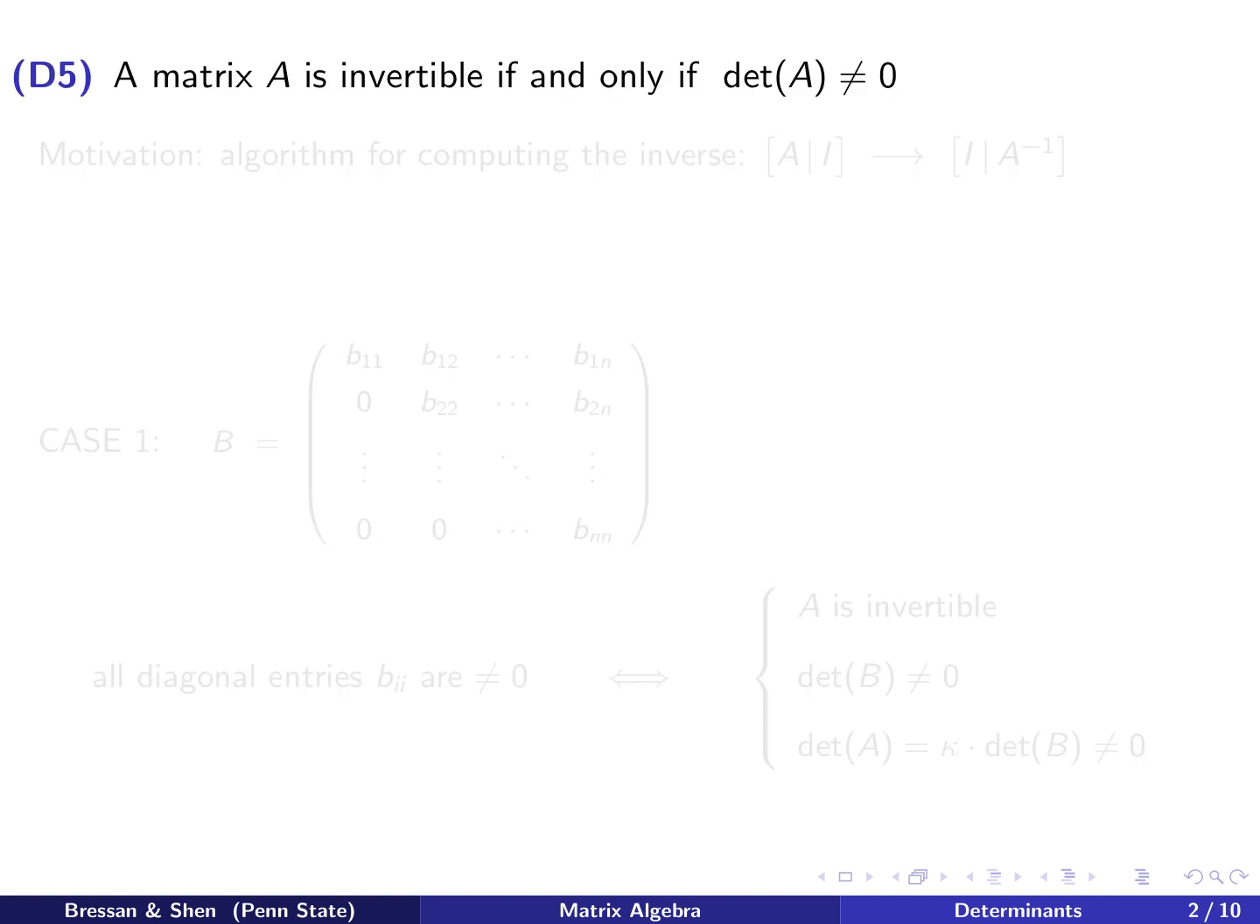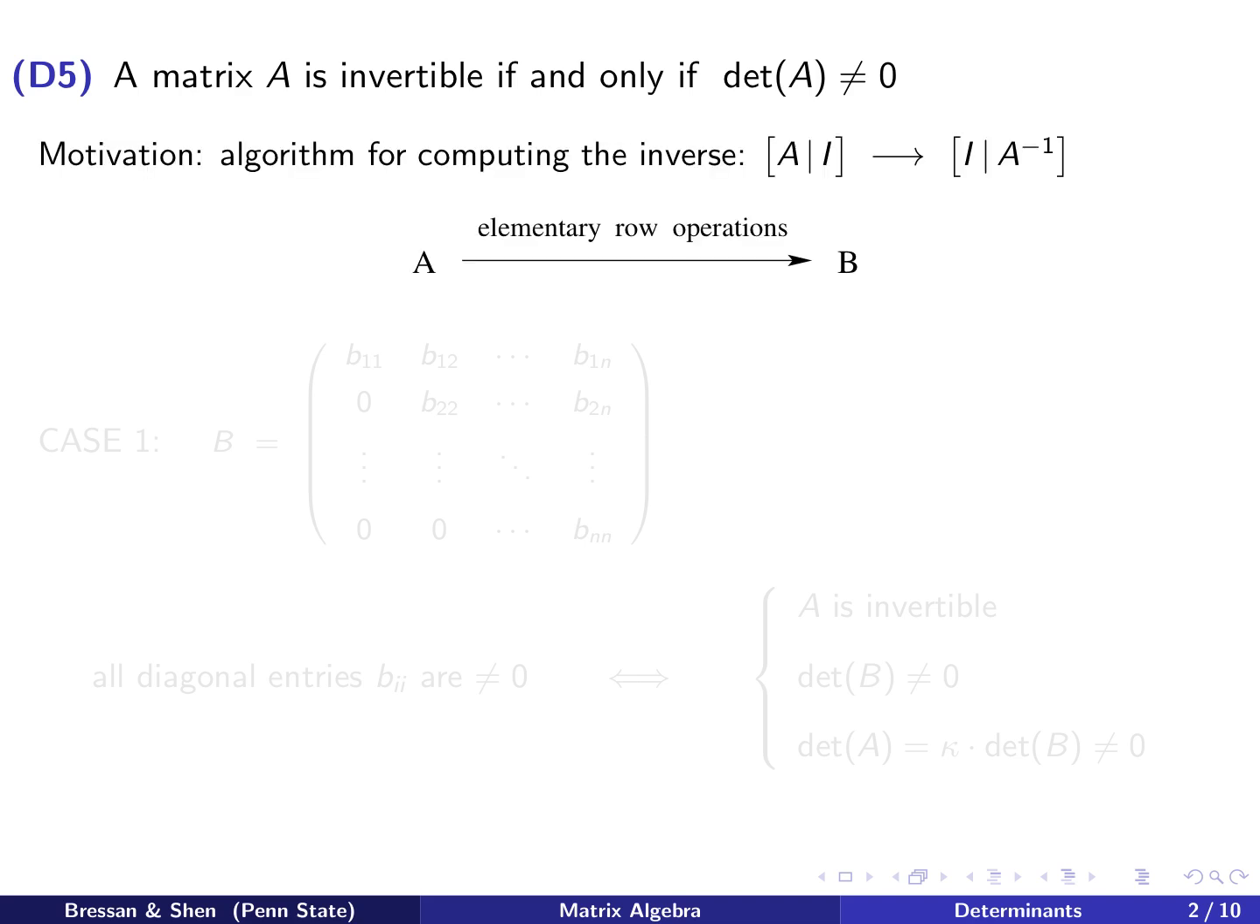So property number 5 on determinant. A matrix A is invertible if and only if the determinant of A is not 0. So pay attention to the words "if and only if." This means the two statements are equivalent. A matrix is invertible would imply the determinant is not 0, and the determinant is not 0 would imply that the matrix is invertible.